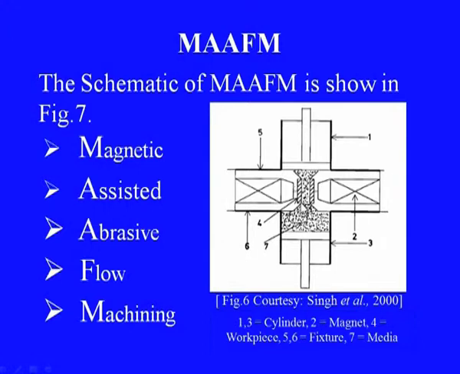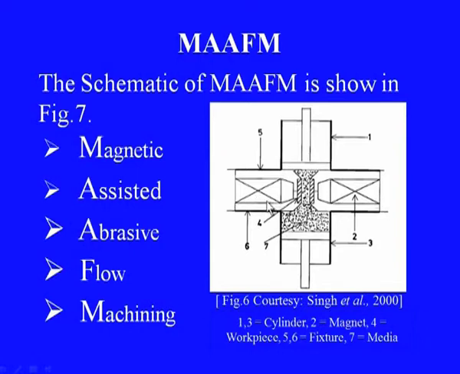This is where the workpiece is, and the media from one cylinder to the other cylinder will be pushed from this side and then from the opposite side. But the difference here is the abrasives used in this case will be some ferromagnetic particles, and while processing a strong magnetic field will be applied, as can be seen here.